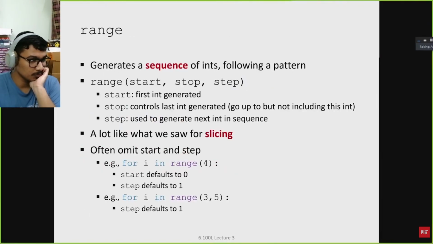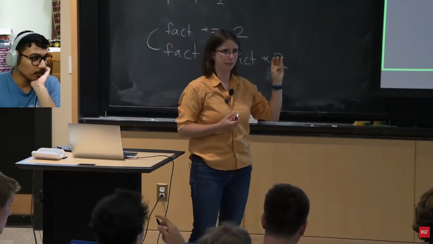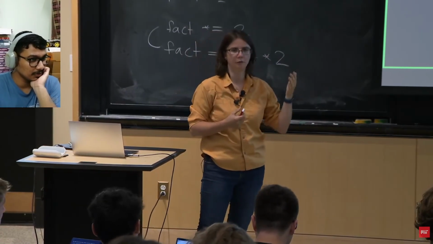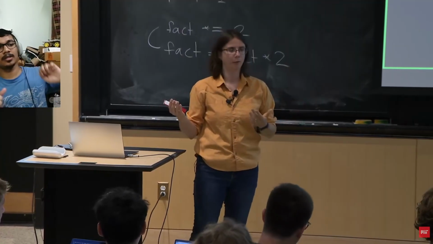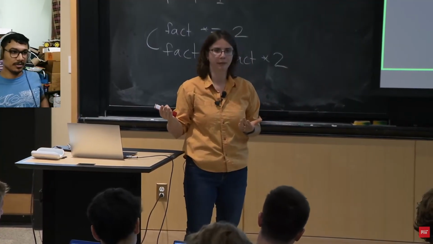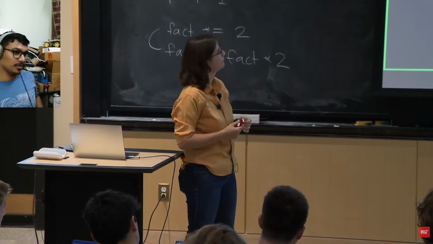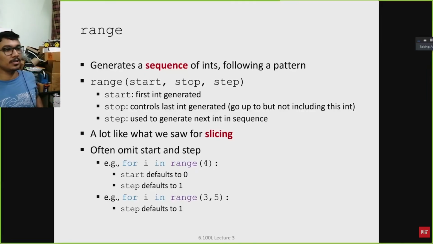So it turns out that we can actually make range have 3 values inside the parentheses, not just 1. 1 is sort of shorthand notation if you ever want to start from 0 and go up to, but not including, the value in the parentheses. But you can actually give it 3 values: a start, a stop, and a step. And Python will automatically generate a sequence of values that matches this pattern.